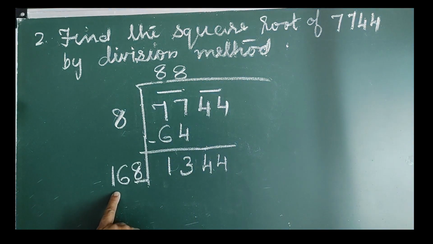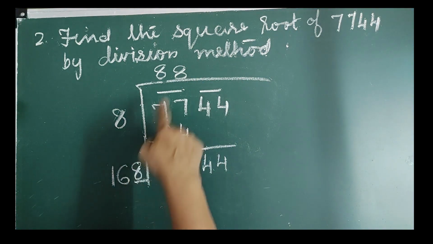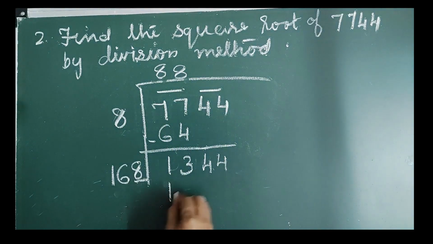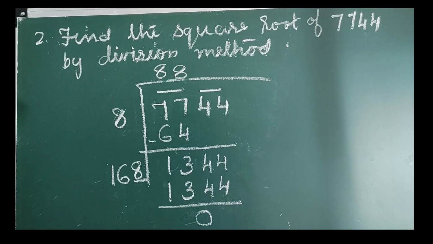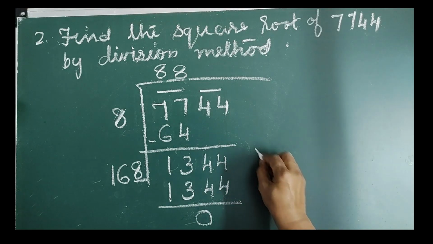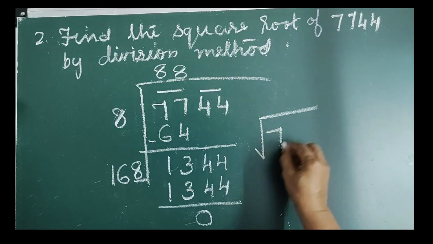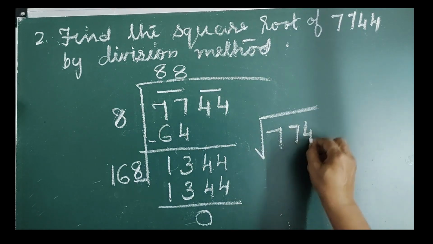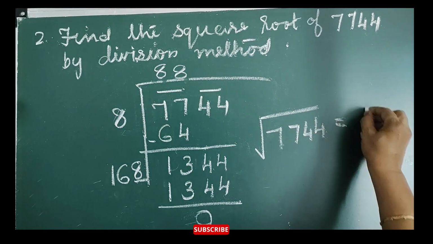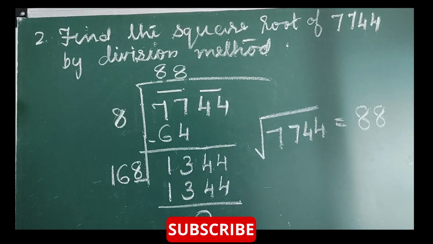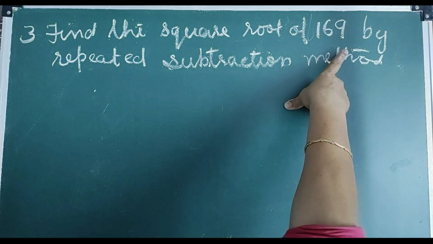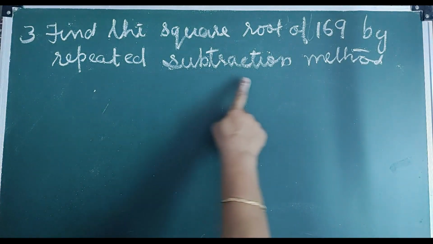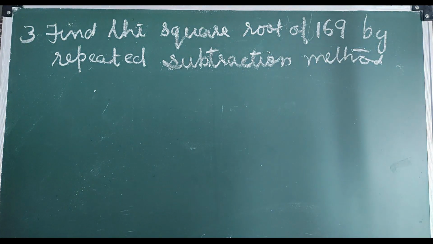Now, when we multiply 168 by 8, we get 1344 and the remainder is 0. So, the square root of 7744 is 88. Question 3. Find the square root of 169 by repeated subtraction method.